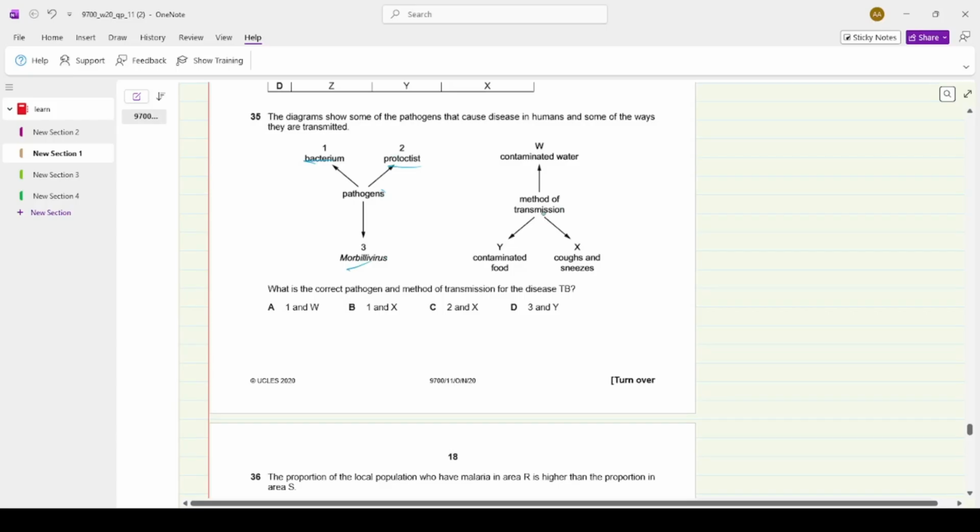Then here we have, I think that is measles. Then here we have method of transmission: contaminated water, contaminated food, cough and sneezes. So what is the correct pathogen and method of transmission for the disease TB, tuberculosis? It's a bacterium, and the method of transmission is when someone coughs, and the bacteria can be spread from one person to another. So 1 and X makes more sense, so B was the correct option here.